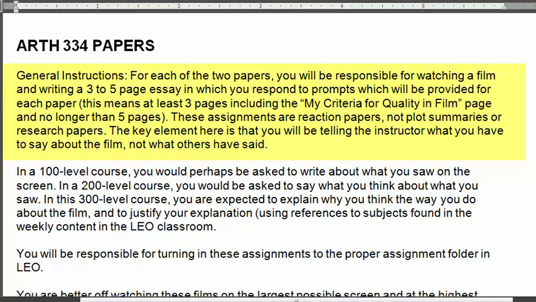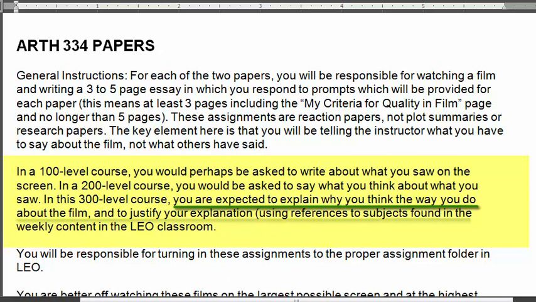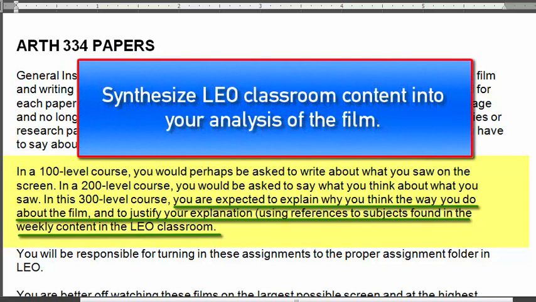These assignments are reaction papers, not plot summaries or research papers. The key element is that you'll be telling the instructor what you have to say about the film, not what others have said. In a 100-level course, you would perhaps be asked to write about what you saw on the screen. In a 200-level course, you'd be asked to say what you think about what you saw. In this 300-level course, and here is the key advice, you're expected to explain why you think the way you do about the film, and to justify your explanation using references to subjects found in the weekly content in the LEO classroom. So here you're being told that it is necessary for you to refer back to the content in the LEO classroom and to synthesize that content with your observations and analysis presented in the paper.